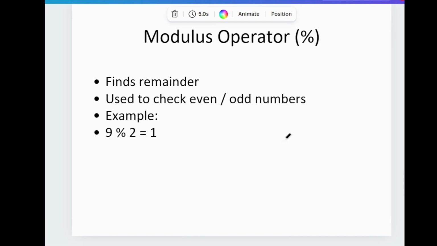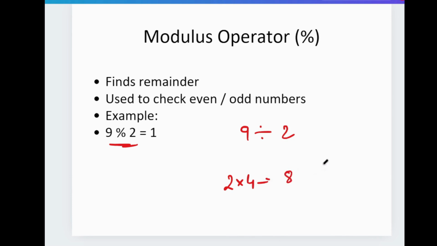So, the modulus operator. This is particularly used to find the remainder. When you are dividing 9 by 2, don't go for the decimal division. Just simply divide 9 upon 2. 2 times 4 is 8 and 2 times 5 is 10. But we are not getting 9 in the table of 2, right? 1 will be the remainder. 1 is the remainder here.